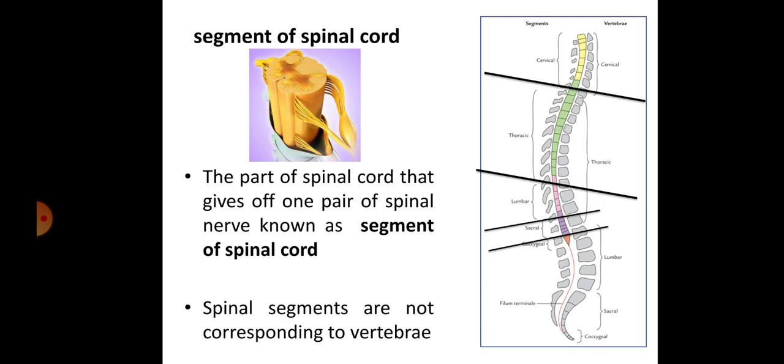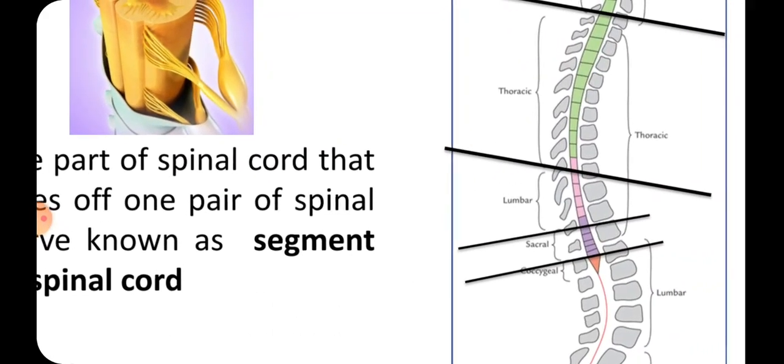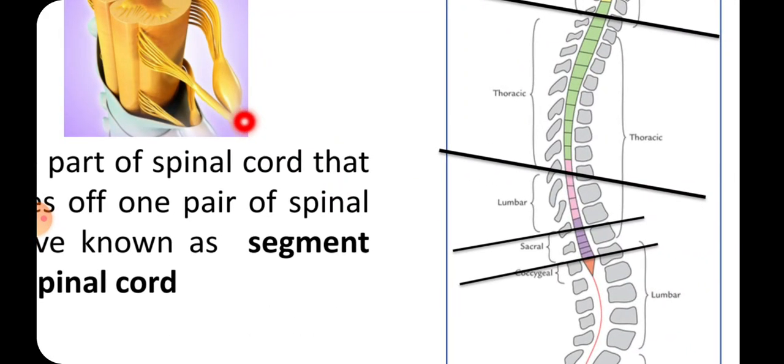See, in this picture, this is one spinal nerve. This spinal nerve has rootlets here: this is the anterior root, this is the posterior root. This spinal nerve occupies some area in the spinal cord. How much area is occupied by one spinal nerve in the spinal cord? That area is called the spinal segment. It is spinal segment 1, spinal segment 2, like that.